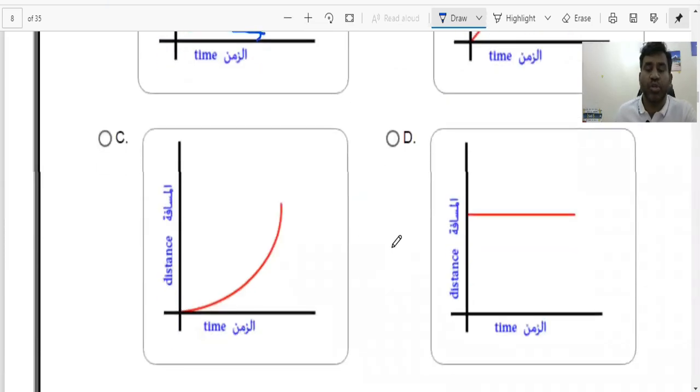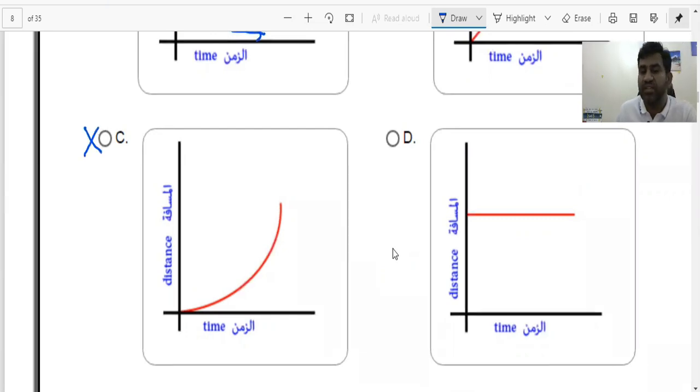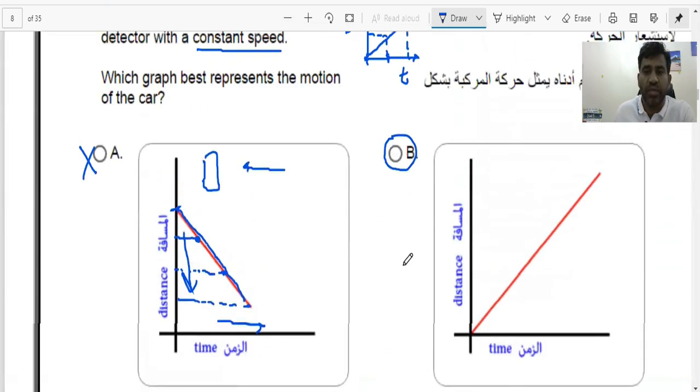C is not a linear motion. The curve shows an exponential change, which means it is not with a constant speed. It is with a variable speed, but the question mentions constant speed. So that's why C cannot be the answer. And D says the object is at rest. As the time increases, there is no change in the distance covered. If here is a motion detector and here is a car, it is not moving, it is just at rest. So D is also wrong. The best choice for this question is option B.